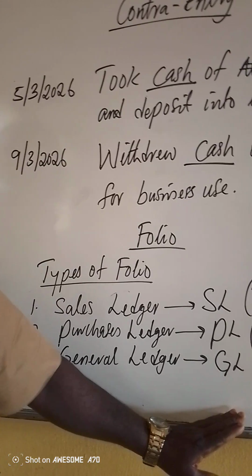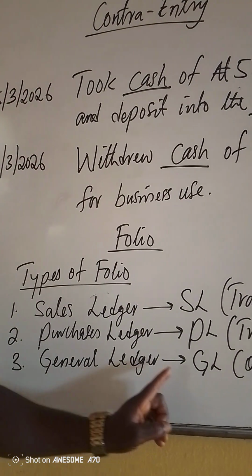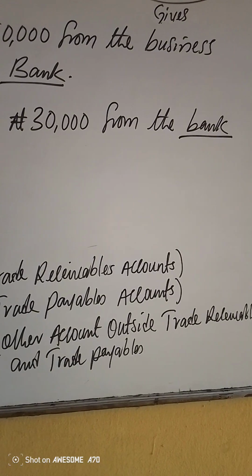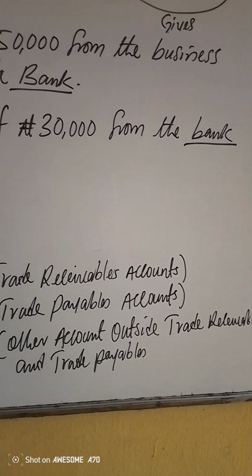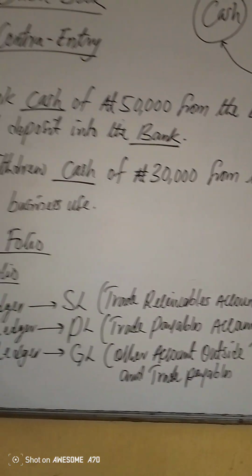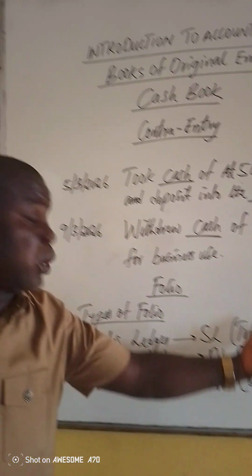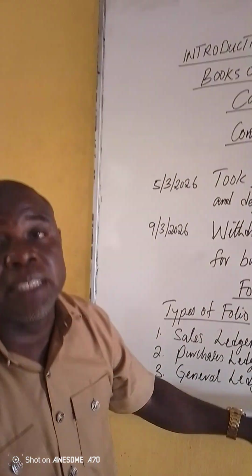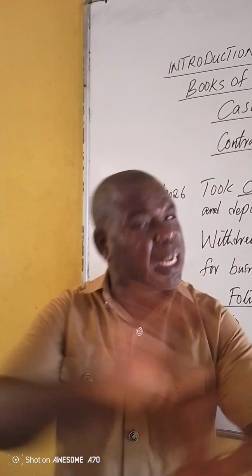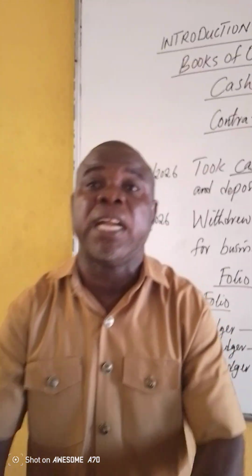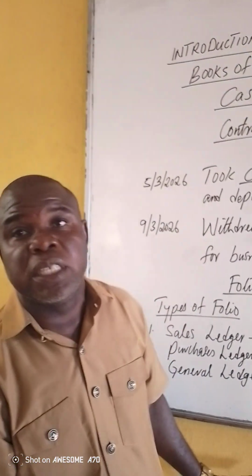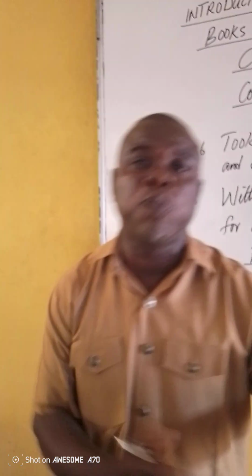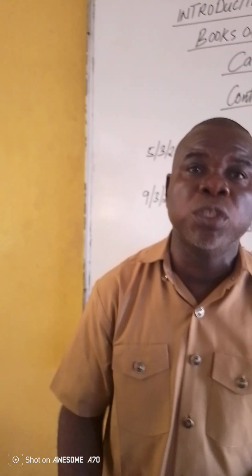And the last one is the general ledger. This simply means these are ledgers that are outside the sales ledger and purchases ledger. Any account that does not fall under the sales ledger, which is sale of goods on credit and the related transactions, and that of the purchases ledger, is grouped under what is called the general ledger. So these are the types of folio. When we come to the three-column cash book, I will put in the transactions and explain how the different folios will be used in accounting.